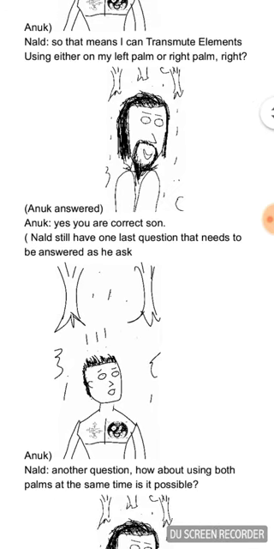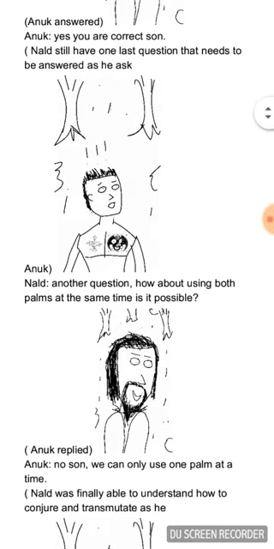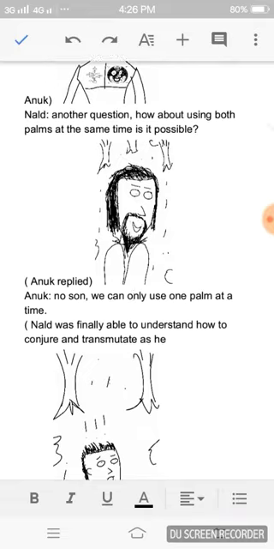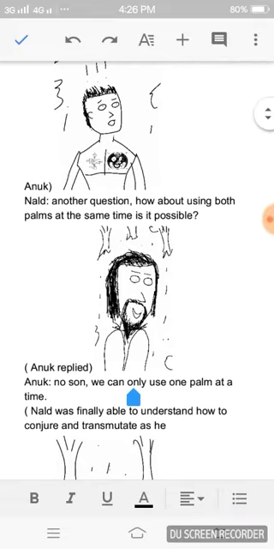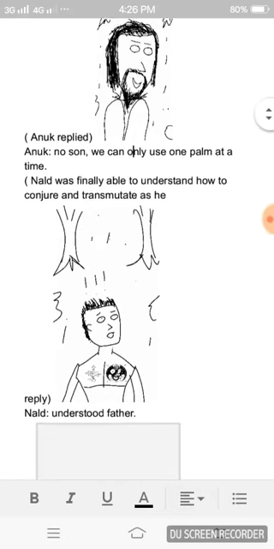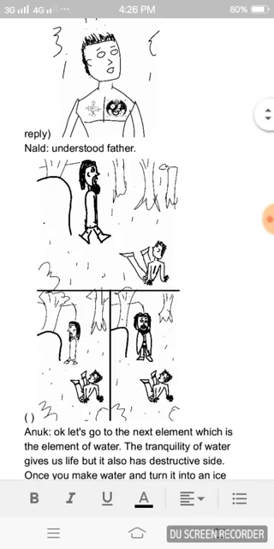Nald still had one last question that he needed answered. He asked, "Another question, how about using both palms at the same time? Is it possible?" Anok replied, "No, son. You can only use one palm at a time." Nald was finally able to understand how to conjure and transmute, as he replied, "Understood, Father."